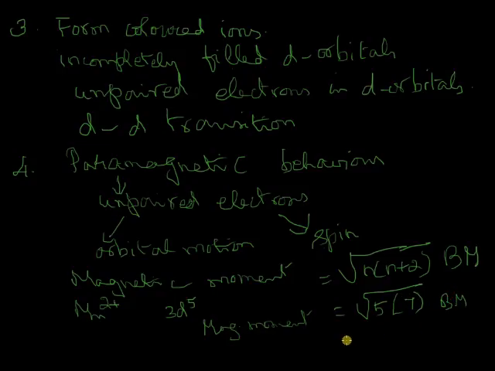That will be root of 35, which we can say is 5.9 something Bohr magneton. 6 is root of 36, so this is only 35, it should be 5.9 something. I am not taking the exact calculated value, so it is 5.9 something Bohr magneton. So greater the number of unpaired electrons, greater will be the paramagnetic behavior of the ion.